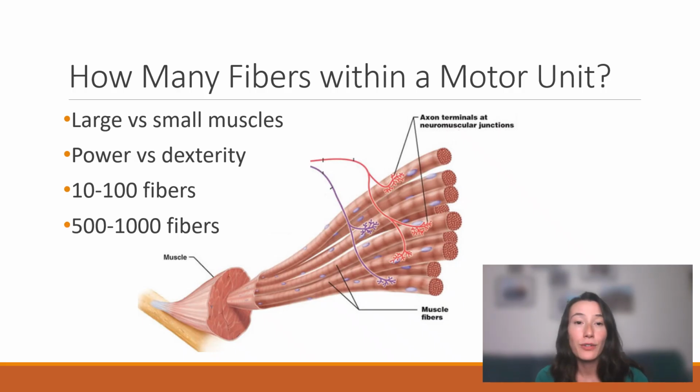Every single muscle fiber is different, but to at least give a range, a muscle that is designed for dexterity probably, once again, has fewer muscle fibers in a motor unit. So it could have anywhere between as few as 10 to 100 fibers, while a muscle that is really just used for power doesn't require dexterity, and in this case, it can have anywhere between 500 and 1,000 muscle fibers.